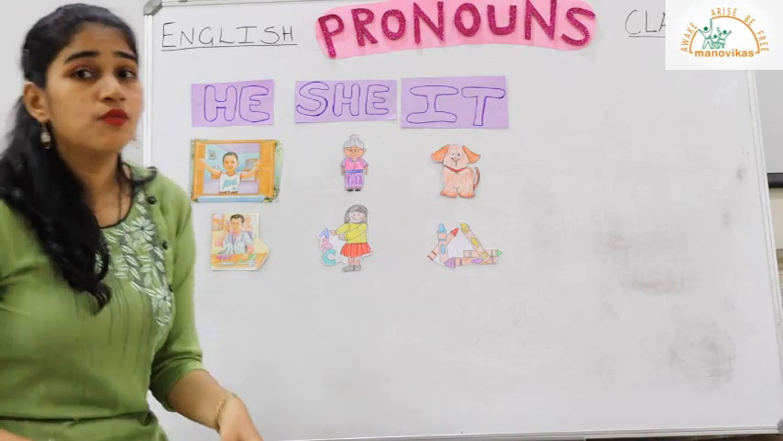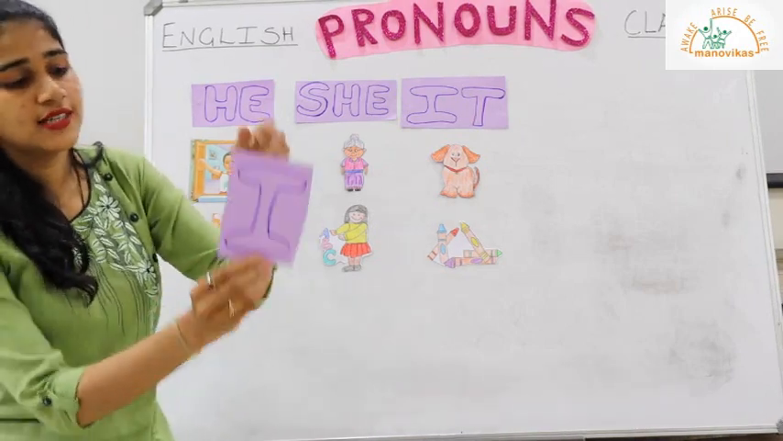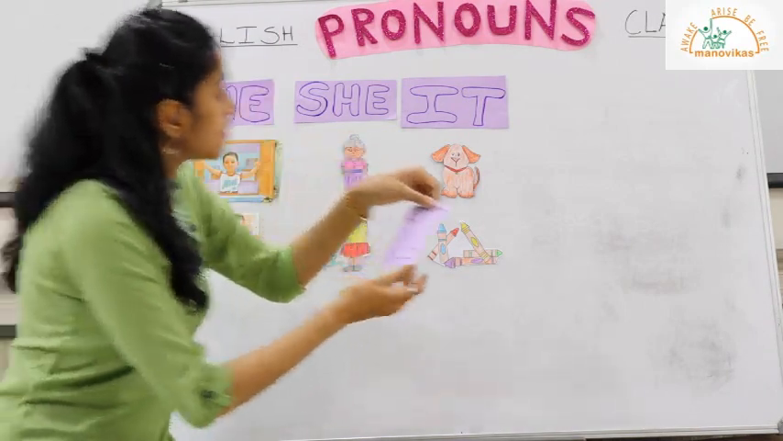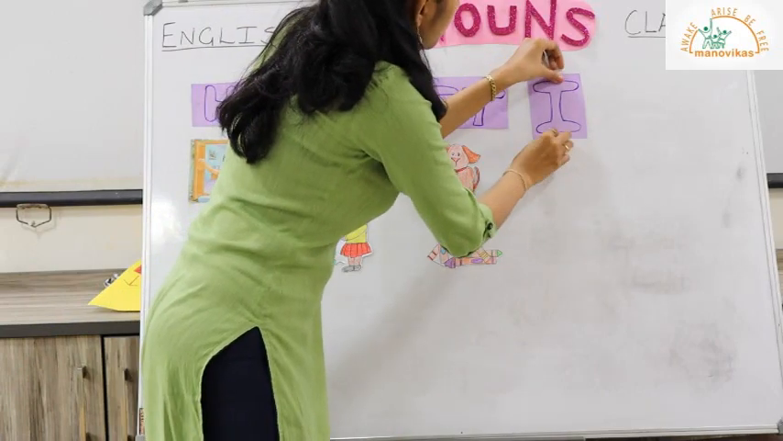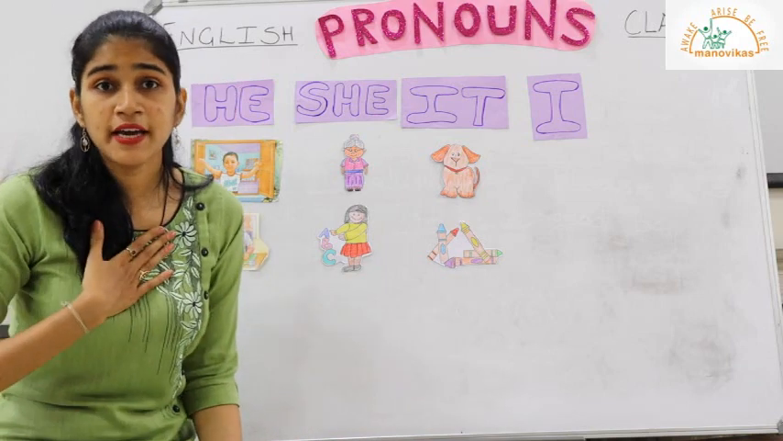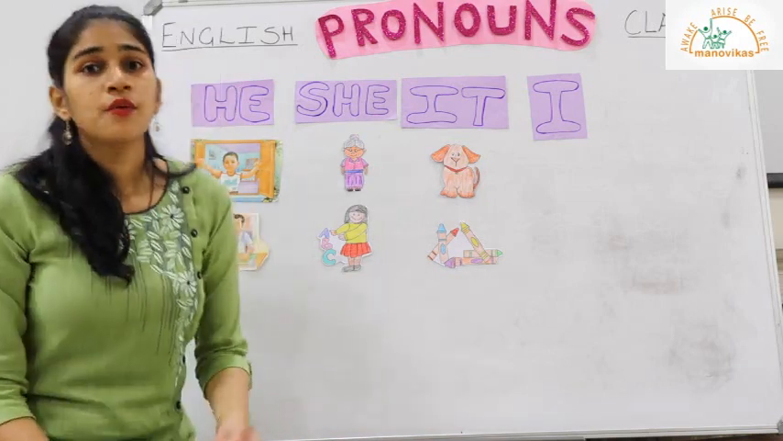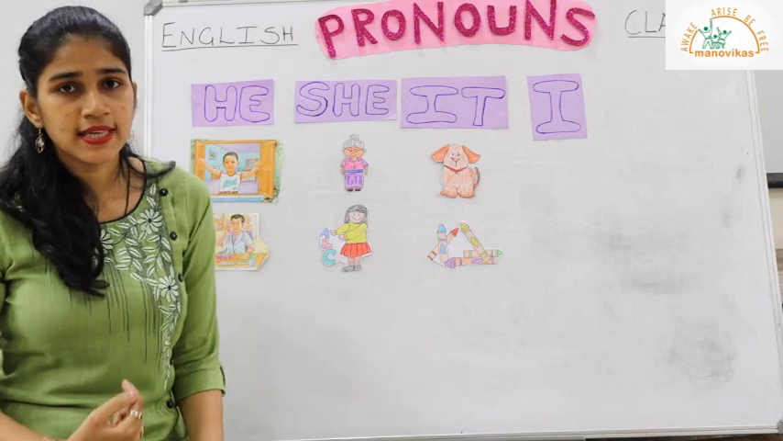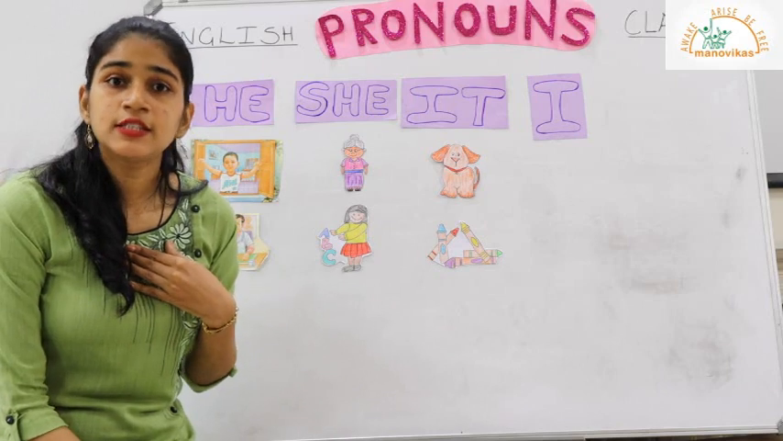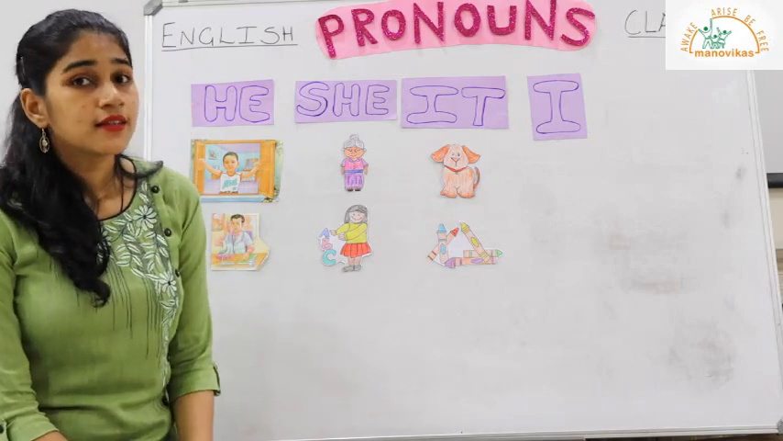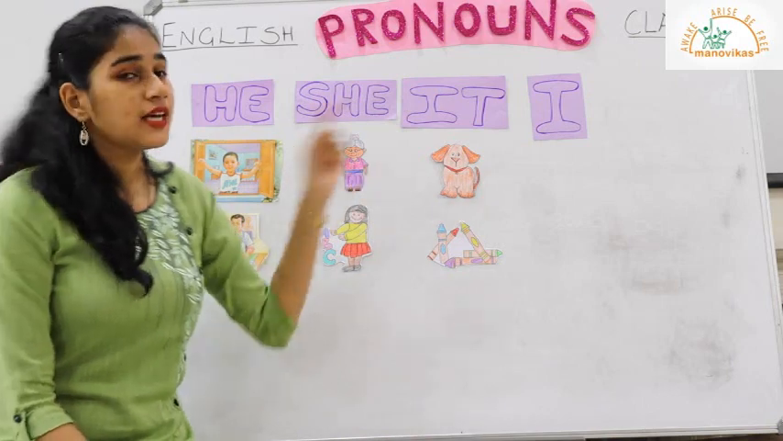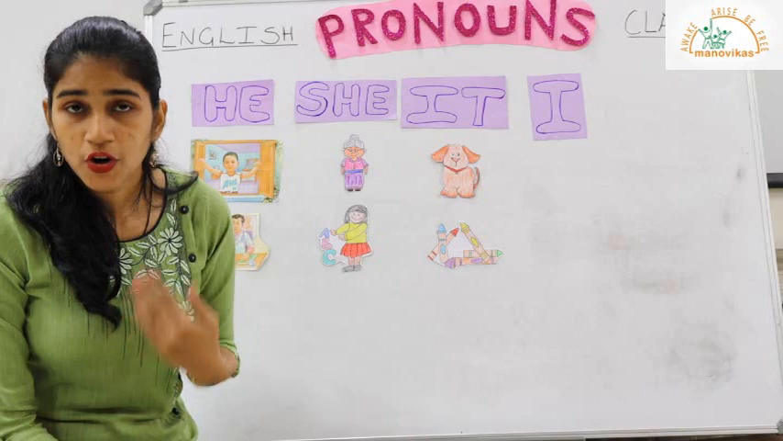Now let's look at one more pronoun, which is I. Now this is not just the alphabet I. I means when I am talking about myself, when I am referring to myself. For example, I will say, I am a teacher. That means I am talking about me. So I is used when you're talking about yourself.